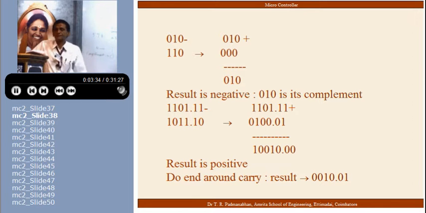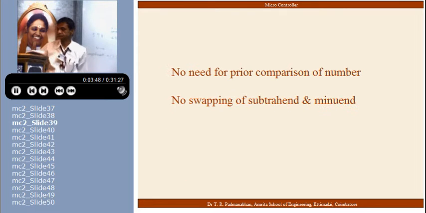Unlike the decimal case, with binary numbers, working with complements is easy. You have to only complement, nothing else. Every bit you complement, you do addition and do an end around carry. That way it is very easy. There is no need for any prior comparison of numbers. There is no swapping as you do with regular conventional subtraction.